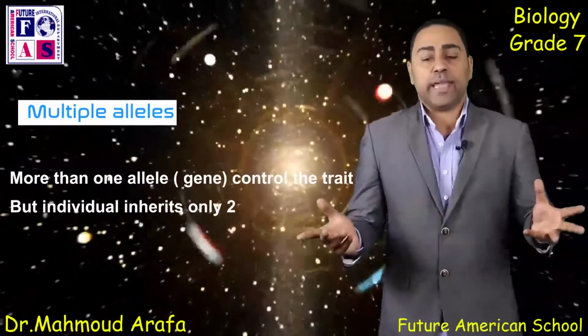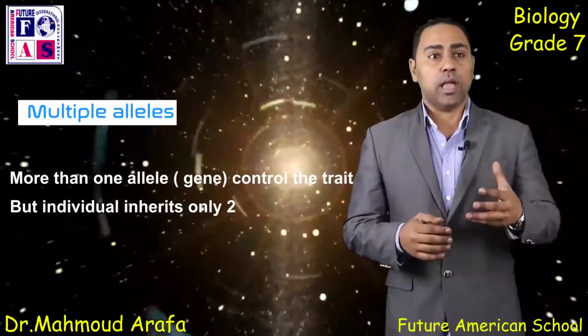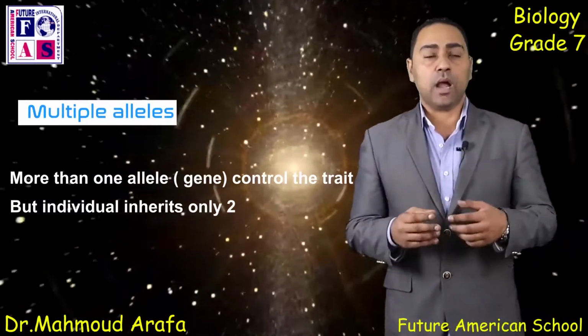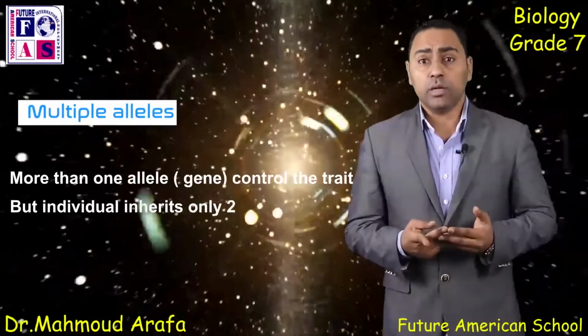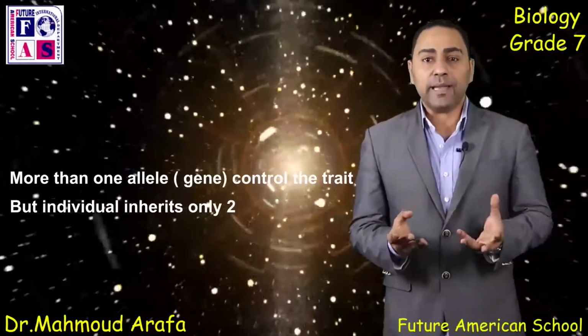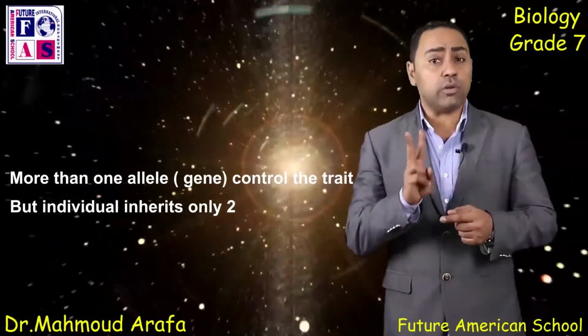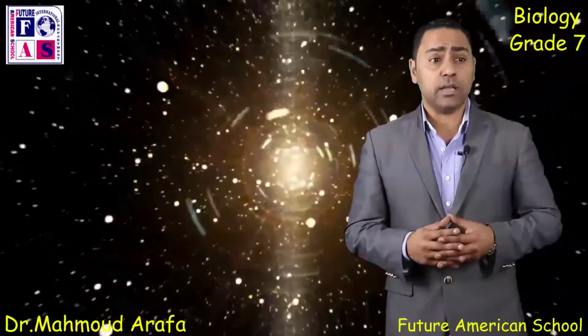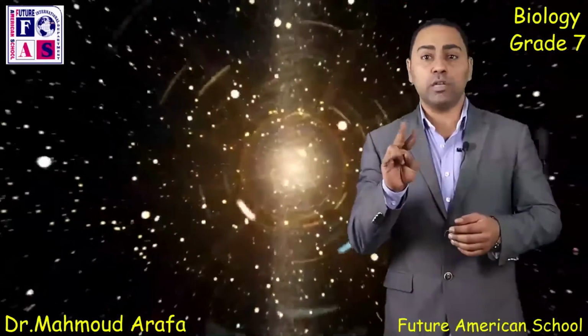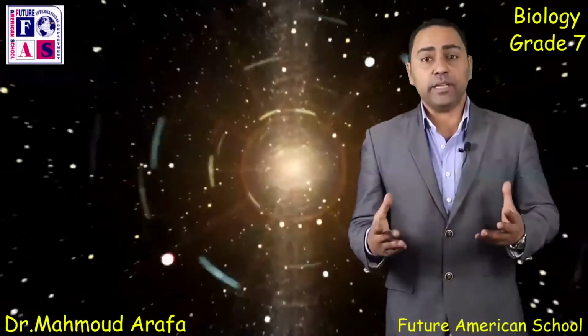Like if you have a job vacancy in your company for only 2 people, and there are like 7 people who applied for this job, you will only choose 2. That's called multiple alleles. You have 7 persons and you have to choose only 2 because you have a vacancy for 2 persons only. That's called multiple alleles. When you have many choices, but you only choose 2.